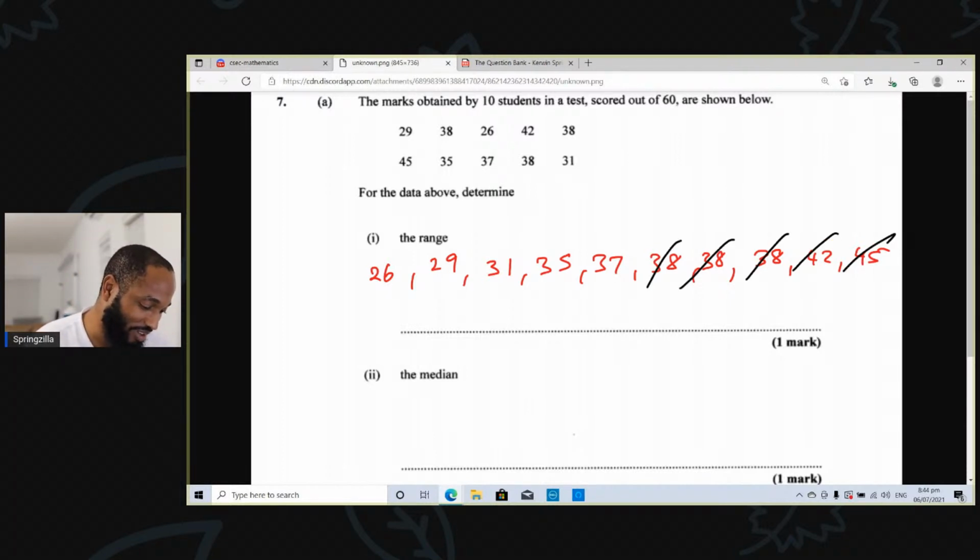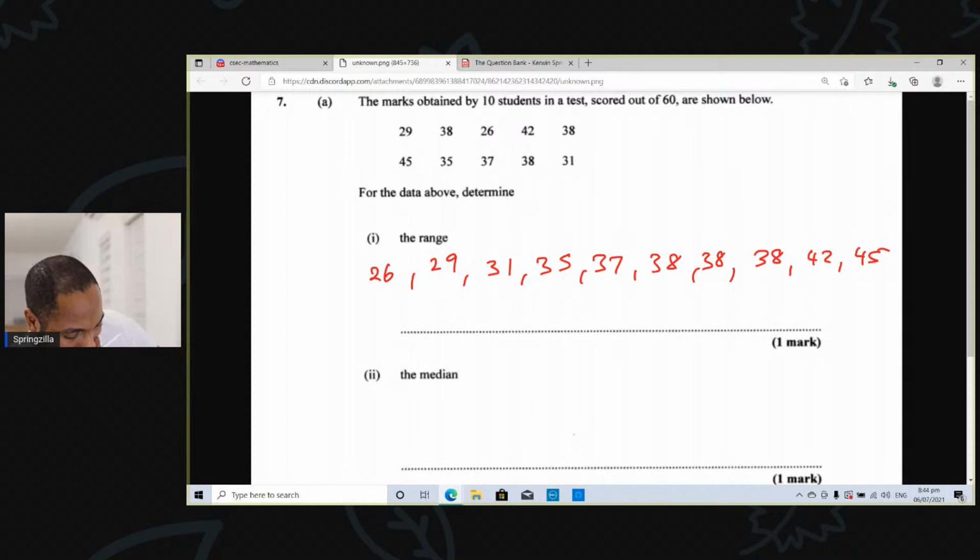1, 2, 3, 4, 5. 1, 2, 3, 4, 5. Okay, and we want to do the interquartile range.